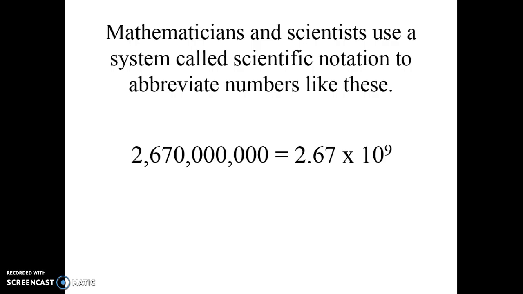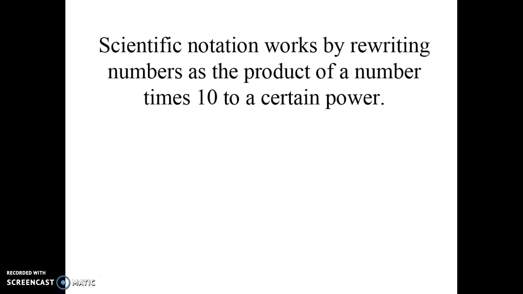Now pause the video for a second and make some observations. How do you think we got from 2,670,000,000 to 2.67 times 10 to the 9th? When you're done writing your observation, let's go on and see if you're right. Scientific notation works by rewriting numbers as the product, which means we're multiplying, of a number times 10 to a certain power, and that number has to be written in a specific way, as I mentioned earlier.